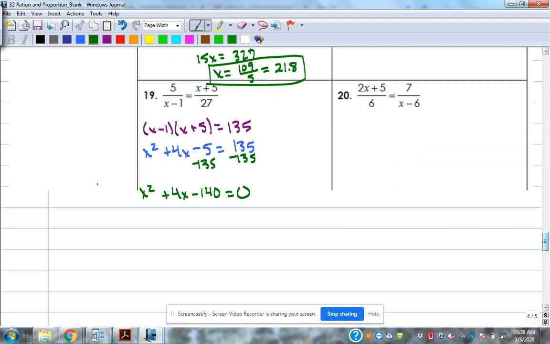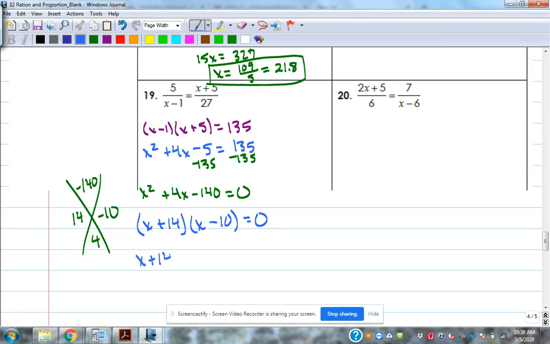Multiply to be negative 140 and add to be 4. 14 and negative 10. And I can use the shortcut here because there's nothing in front of x squared. So it's going to be x plus 14 and x minus 10. Set each of those equal to 0. Negative 14 is an answer. And positive 10 is an answer.